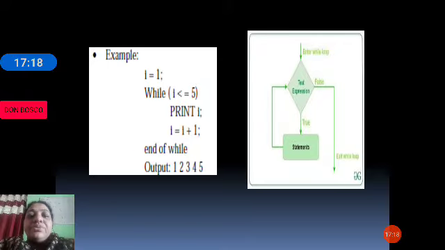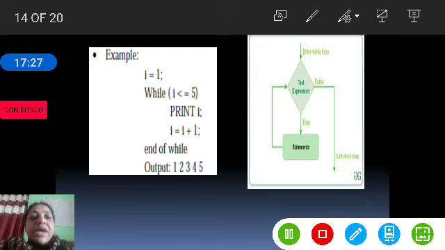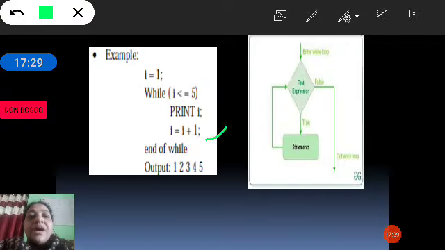Again 2 is printed. I is equal to I plus 1, 2 plus 1 becomes 3. 3 less than 5 is true, so 3 is printed. Then again after printing 3, I is equal to I plus 1, which means 1 is added to I, so it becomes 4. Again this repeats. 4 less than 5, true. 4 is printed. Then again I plus 1, I becomes 5. 5 is not less than 5, but 5 is equal to 5, true.